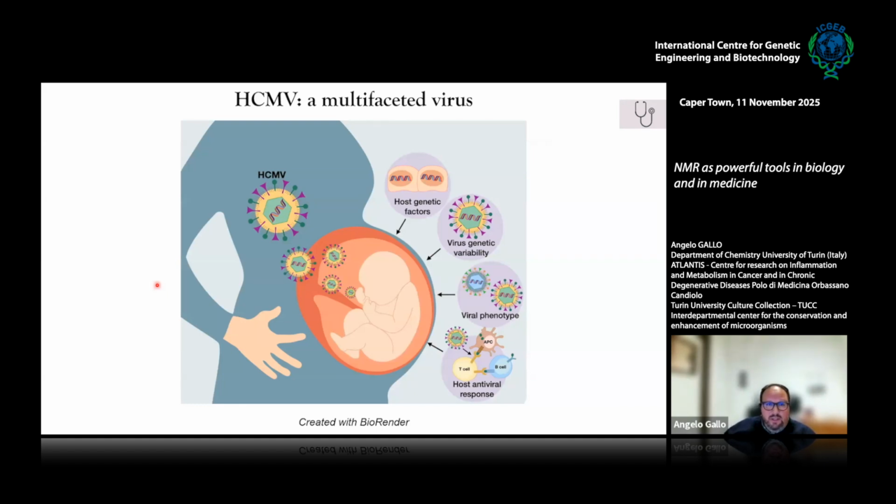This virus, it's multifaceted, as you can see. It's an enigmatic virus for many reasons. In particular, the clinical outcome of congenital infection can range, as I mentioned, from asymptomatic to severe disease. And this variation depends on a combination of factors, including host genetic background, viral genetic variability, phenotype, and the host antiviral response, okay?